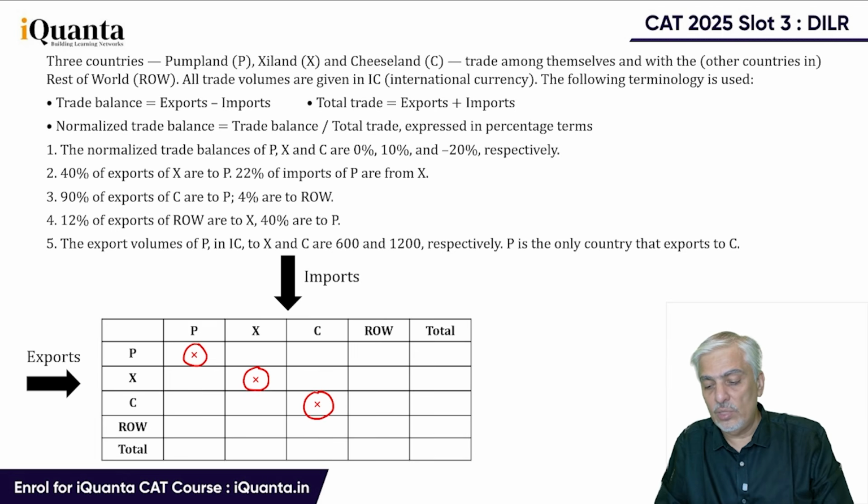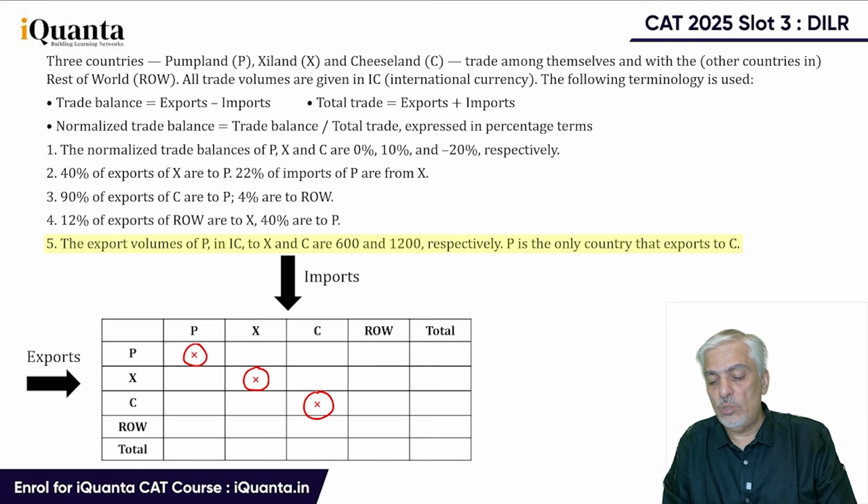And let's go to the information. So I took the direct information as usual. Always take the direct information first. The exports of P to X and C are 600 and 1200. So I have got this 600 and this 1200. So I've already got two pieces of information directly.